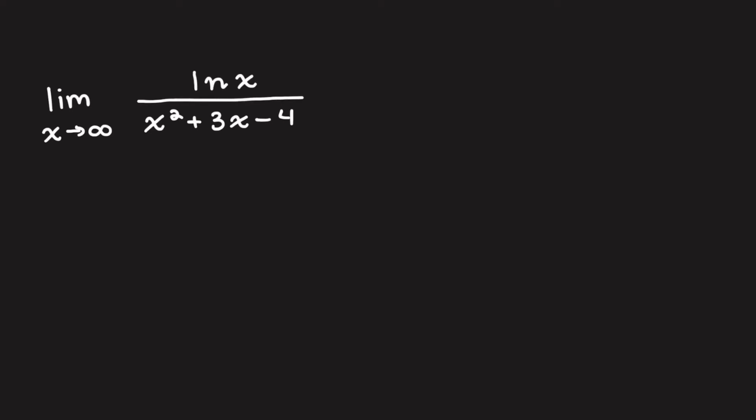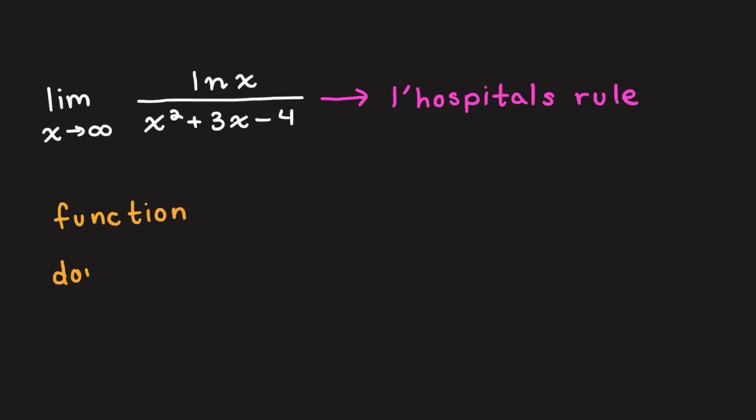Consider the following problem. We have the limit as x goes to infinity, x squared plus 3x minus 4 in the denominator, and natural log of x in the numerator. Veterans to the calc game may recognize this as a L'Hopital's rule problem. However, we can use a basic technique called function dominance to solve this limit.